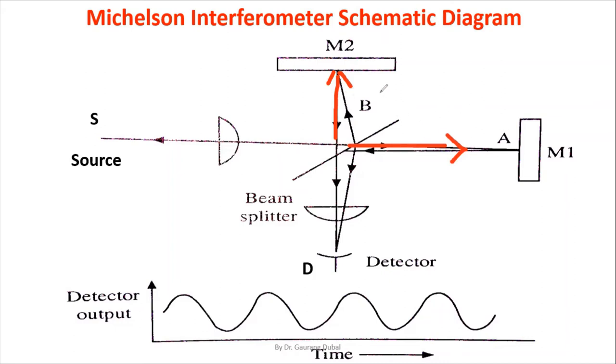So now both mirrors, M1 and M2, are mirrors. One of the mirrors is taken as fixed, which will never move, while the other mirror is taken as a moving mirror, meaning it will come near to the beam splitter and then go away from the beam splitter. So that will happen, right? Whatever happens, the beam will go to the mirror. After all, it may get reflected.